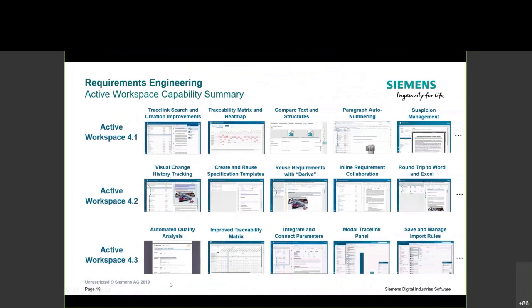So what you have seen, by the way, is technology from a company called the Reuse Company, a partner of Siemens. And that's a very important capability, and we're going to keep integrating with the Reuse Company for many aspects of requirement analysis, quality check, and potentially traceability automation.